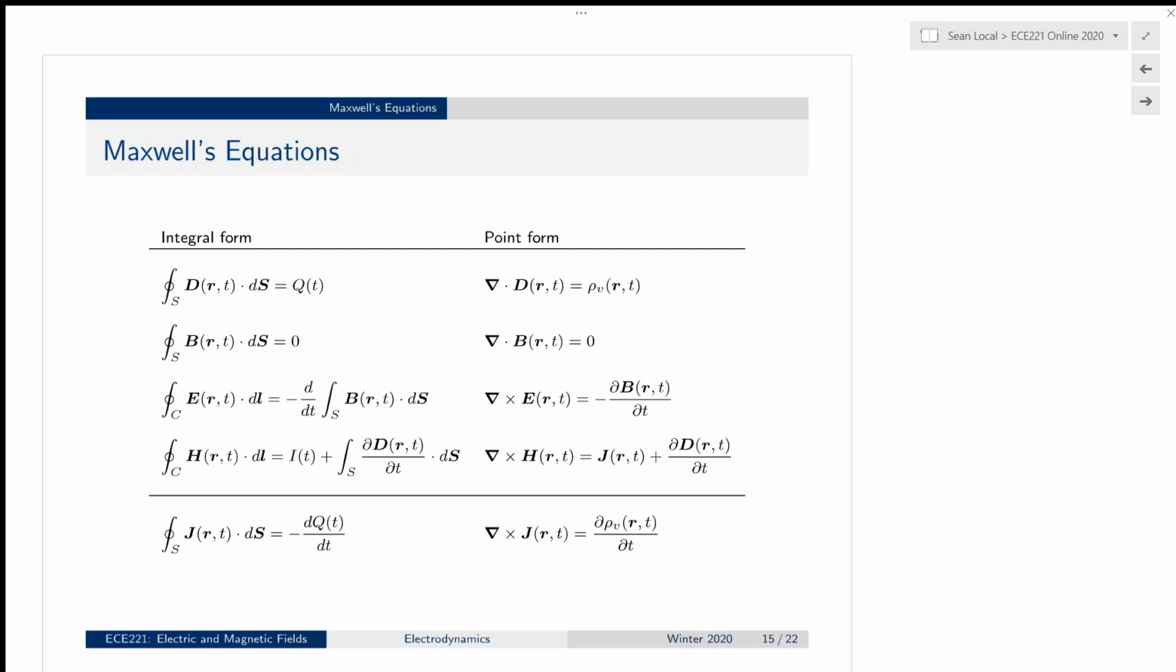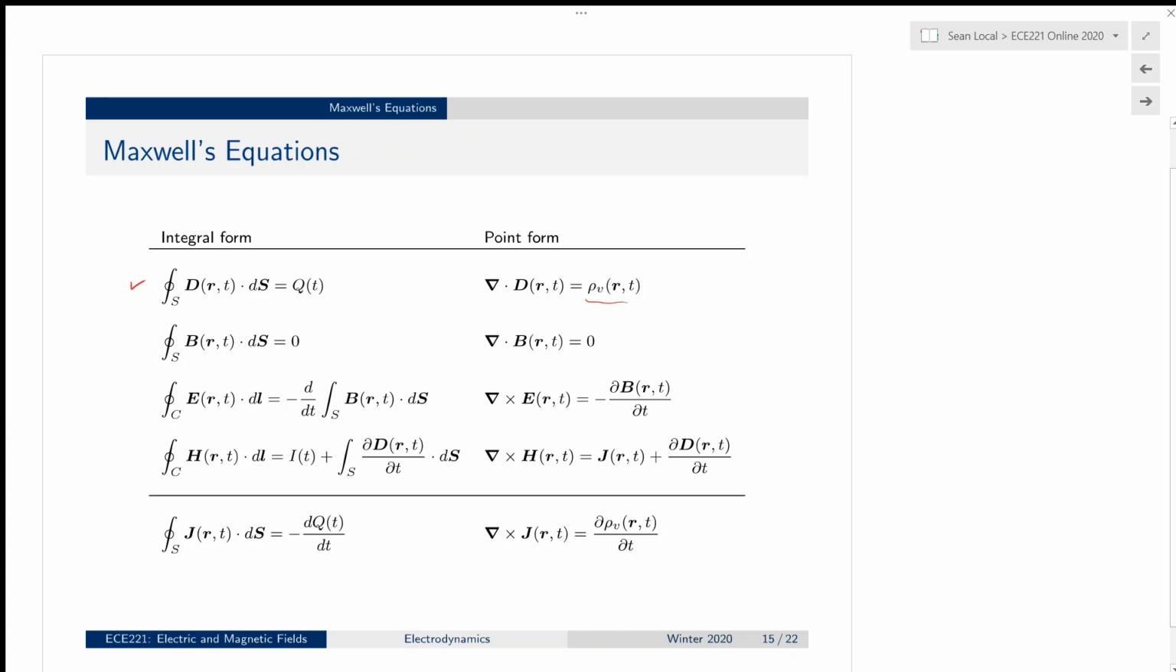So let's go through each of these one by one. The first equation here is Gauss's law. It says that if we take the surface integral D dot dS, then the result of that must be the charge enclosed in S. Note that the surface integral here is being shown as a single integral, but it should be understood that that means a double integral. In point form, we know that the divergence of D must be equal to the charge density at that point. So both of these equations say the same thing.